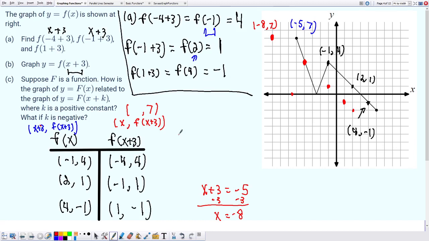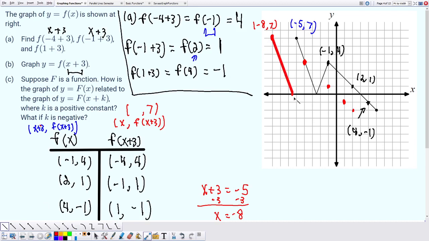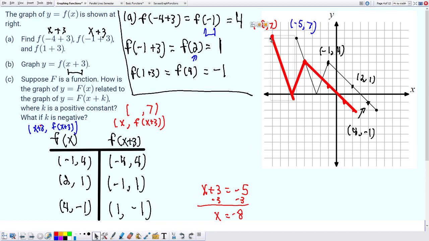So, now we can start connecting some stuff to make our new graph. Got this point, and then from here, and then down here. And we can see that in this new graph, we have shifted it to the left 3 spaces. So 1, 2, 3, 1, 2, 3, 1, 2, 3, 1, 2, 3. It's the same exact graph that we had, just shifted to the left 3 spaces.